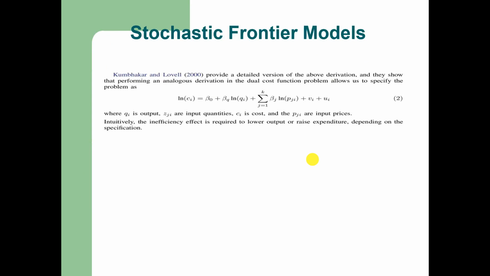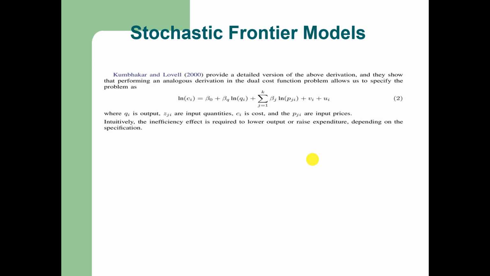As I mentioned earlier, Kumbhakar and Lovell in their paper in 2000 provided a detailed version of the above derivation, and they showed that performing an analogous derivation in the dual cost function problem allows us to specify the stochastic frontier cost function as follows: natural log of ci is equal to beta naught plus beta q natural log of qi plus summation j varies from 1 to k beta j natural log of pji plus vi plus ui.